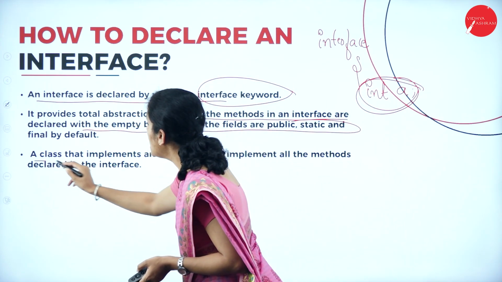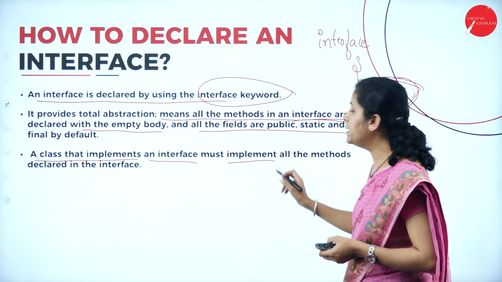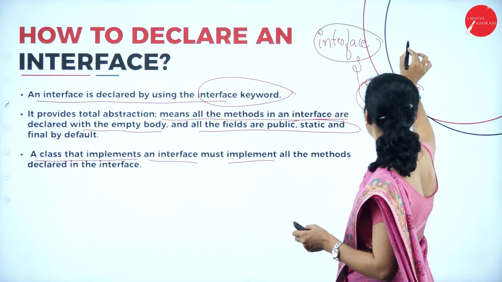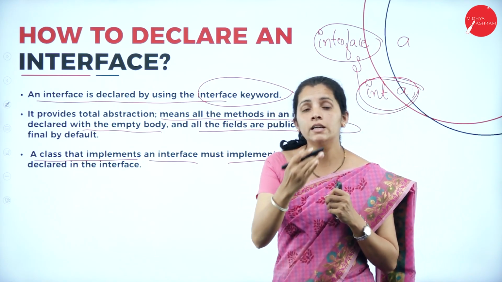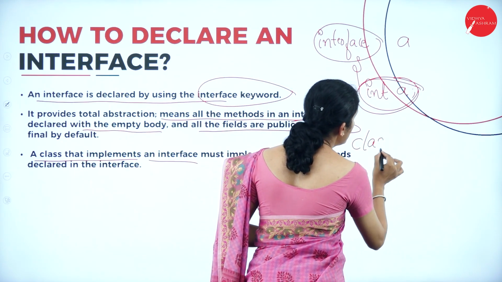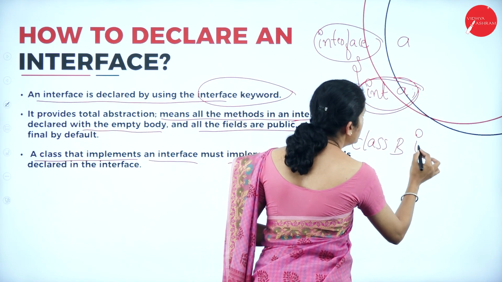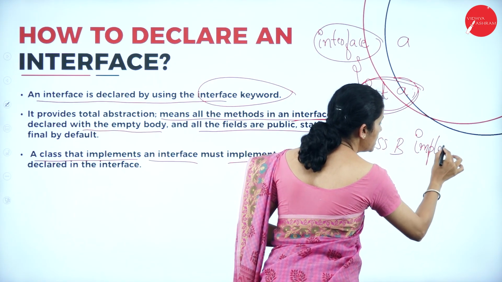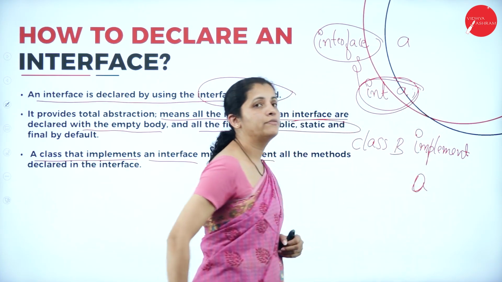Now, a class that implements an interface must implement it. So here, think that I have an interface and the interface name is A. Now, I want to implement this interface in some other class, for example, say the class name is B, and I am going to implement the interface in my class B. For that reason, I am going to use the keyword implements and write the interface name.